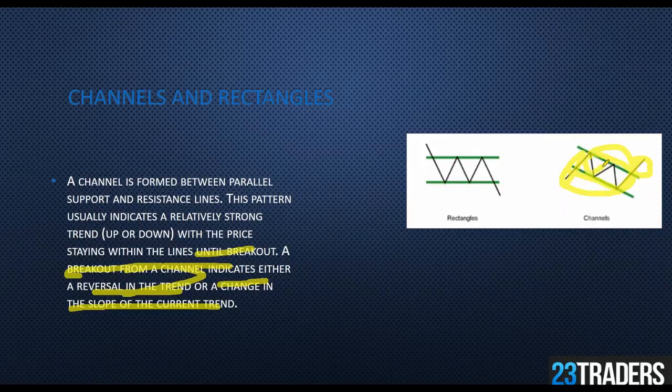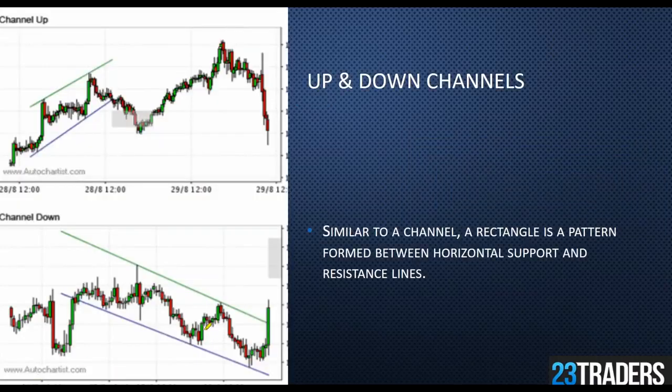Now, these tops and bottoms are the peaks and valleys of price movement, and the support and resistance lines are gathered by finding price points in common. And when you have this breakout, it's most likely telling you that there's a reversal happening. Channel's the same, rectangle's the same, except it is on two horizontal lines. Okay. Now we have up channels and down channels, similar to a channel. Okay, and then we have rectangle. A rectangle is a pattern formed between horizontal support and resistance lines, similar to a channel.